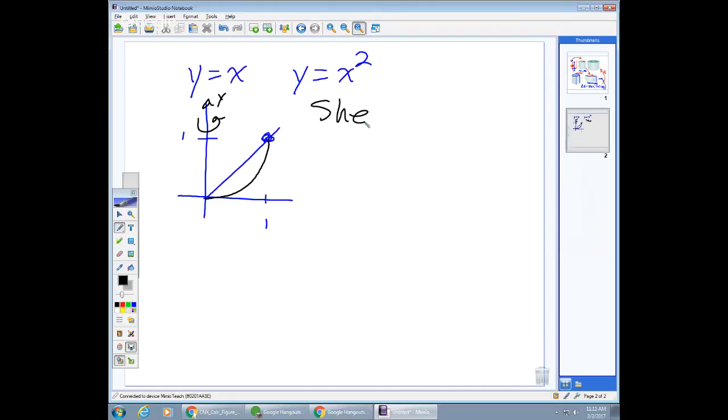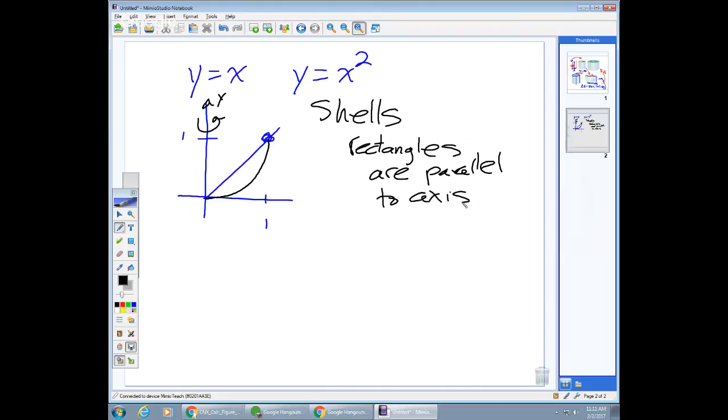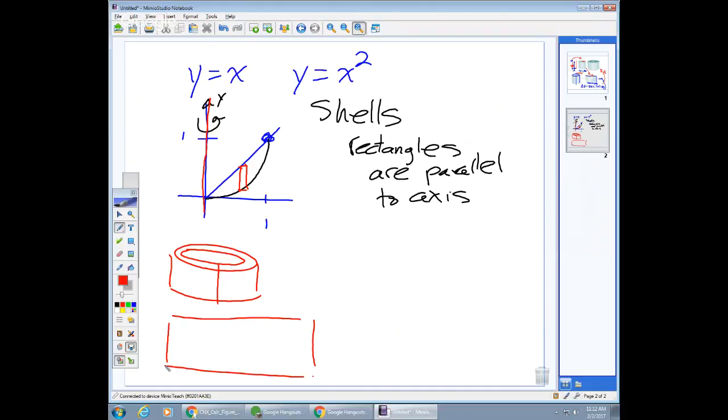If I consider shells on this one, with shells, we want our rectangles from our graph to be parallel to the axis. Disks, remember, are perpendicular. So I'm going to draw my axis and a parallel little rectangle in there. For my brain to wrap around getting an integral, I have to draw a whole bunch of pictures. When that little rectangle revolves, I'm going to generate a thin cylinder. It's going to look something like that when I revolve it around the axis. I could slice it there and open it up, and I'm going to get this rectangle out of it.